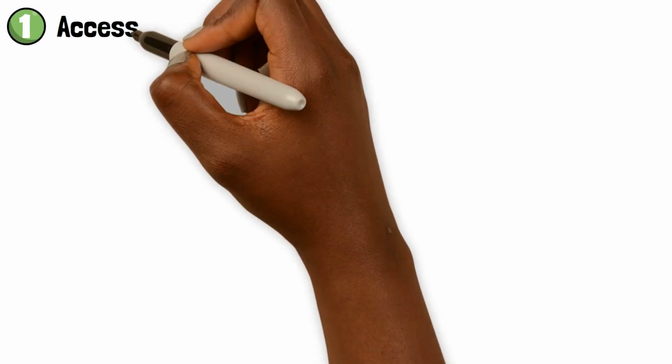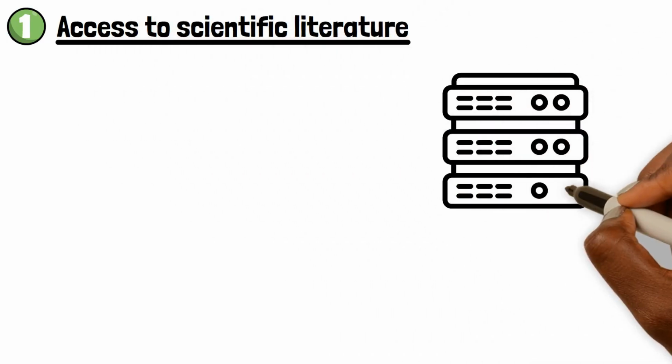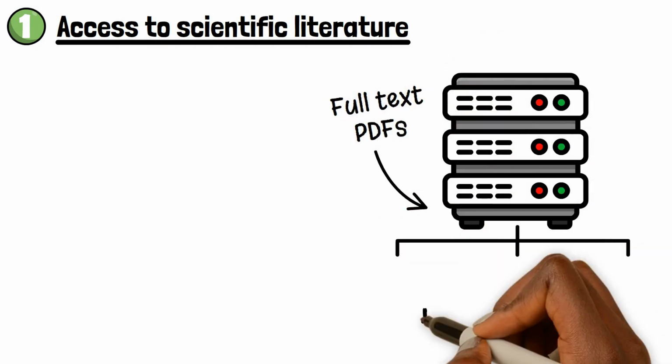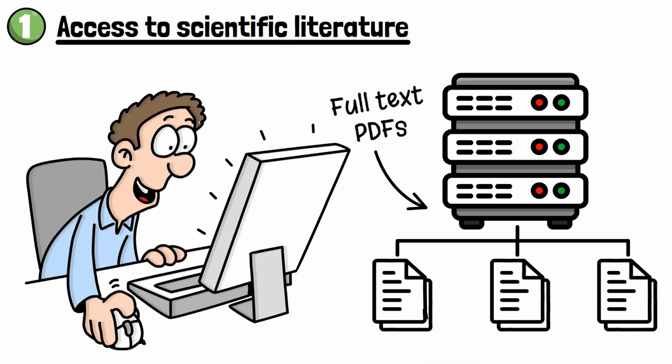The first way is with access to scientific literature. SciSpace offers a comprehensive database of full-text PDFs, ensuring you can quickly locate and access the information you need.